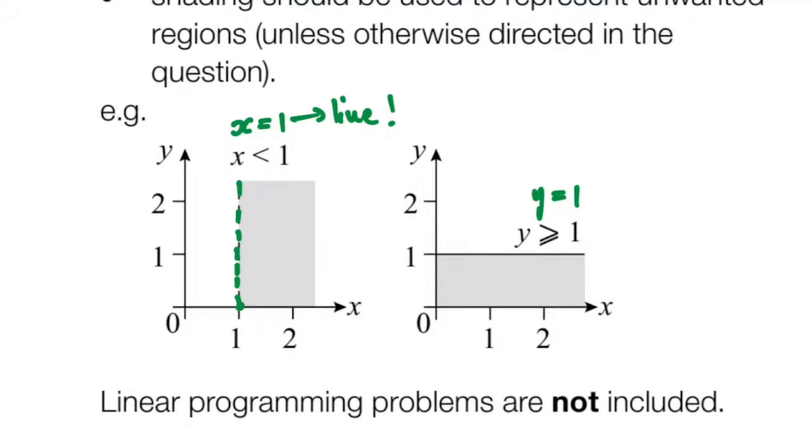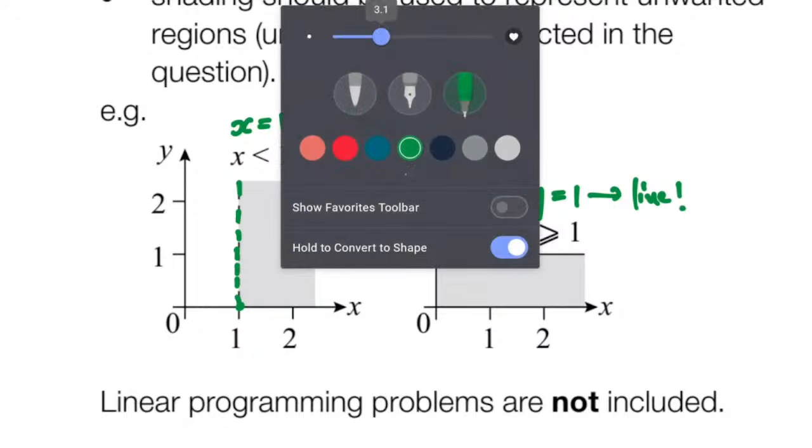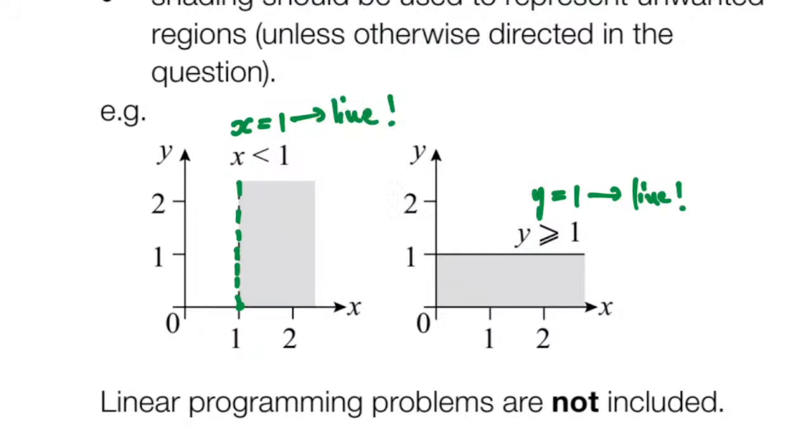So we have y equal to 1. This is the line. Y equal to 1. Now, since this has an or equal to, you go and put a line at 1. So this is the line y equal to 1. This is the line x equal to 1.